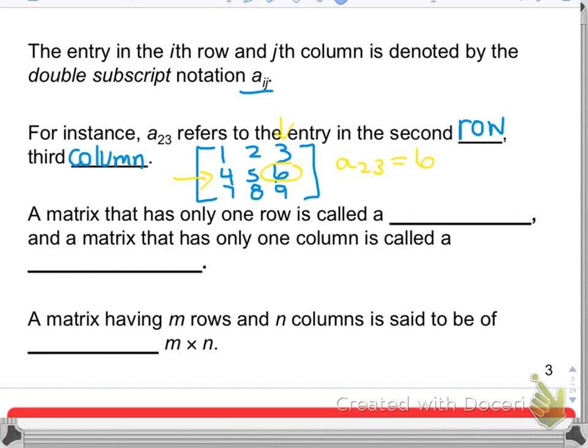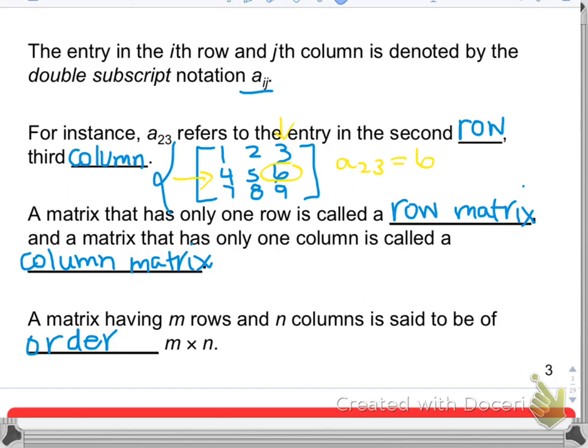A matrix that has only one row is called a row matrix. And a matrix that has only one column is called, you guessed it, a column matrix. I'm sorry, these lines are still not long enough. And a matrix having m rows and n columns is said to be of order m times n, or m by n. So this example here is a 3 by 3 matrix, and the order is 3 by 3.